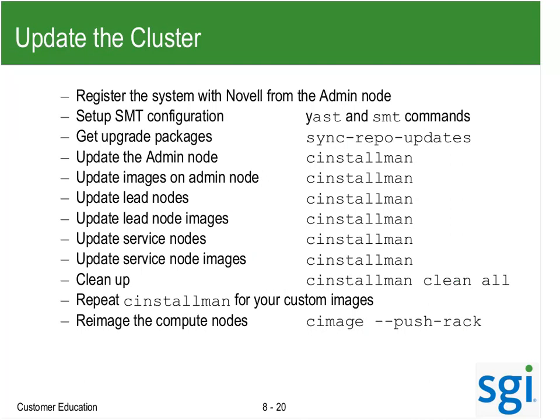So this is where we were leaving off. We had to get registered, set up the SMT, and then run the sync repo updates. That's where people left off. Now that's just updating the repository that's in TFTP boot. So to push those changes now, you're going to use cInstallMan and update the admin node, update its image, or update the images that are on the admin node, update the lead node, update the service nodes, do a clean all, and repeat for any of your custom images. And then you're going to have to push rack.